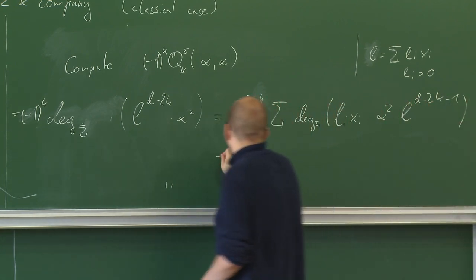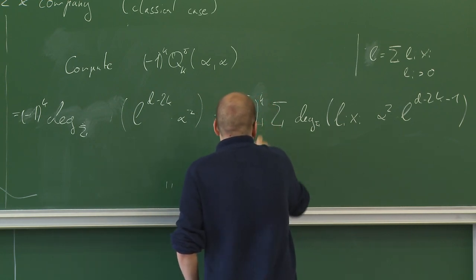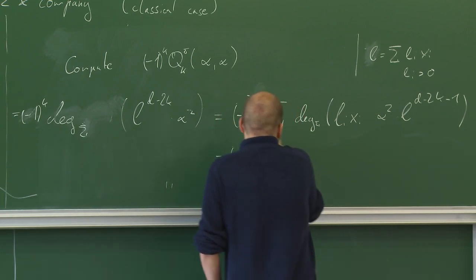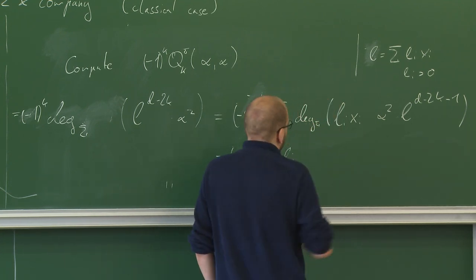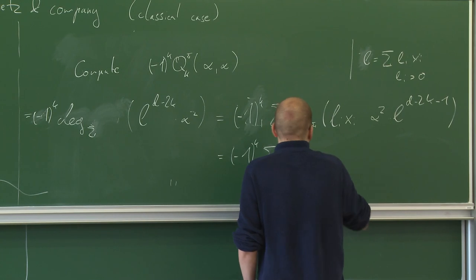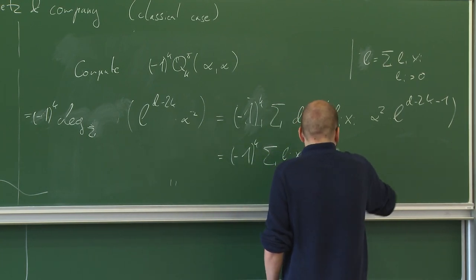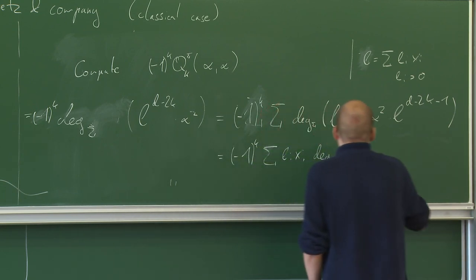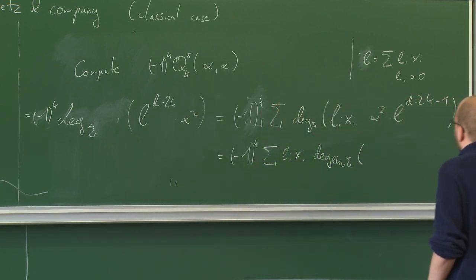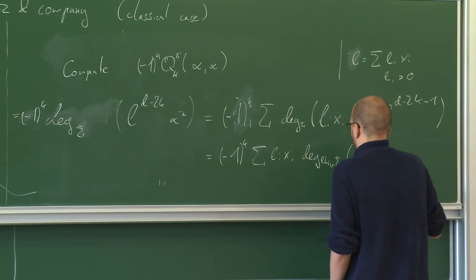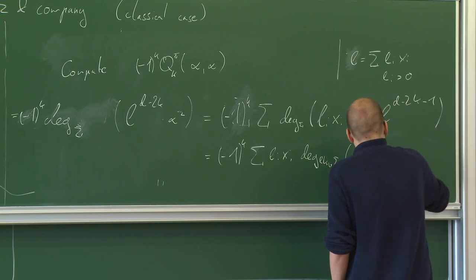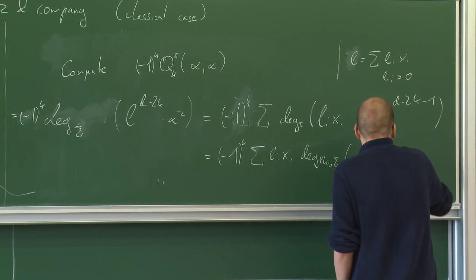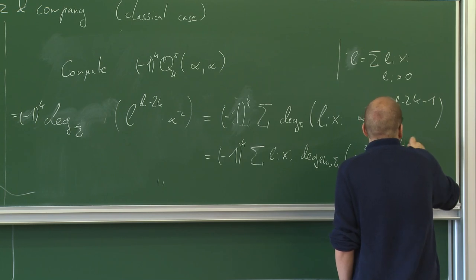I can pull out minus 1 to the k again. The Li is a scalar, doesn't matter. Xi is a pullback to the vertex. So this is degree now in the link of the vertex of sigma. What do I have left? I have alpha squared L to the d minus 2k minus 1, restricted to V, L_V.